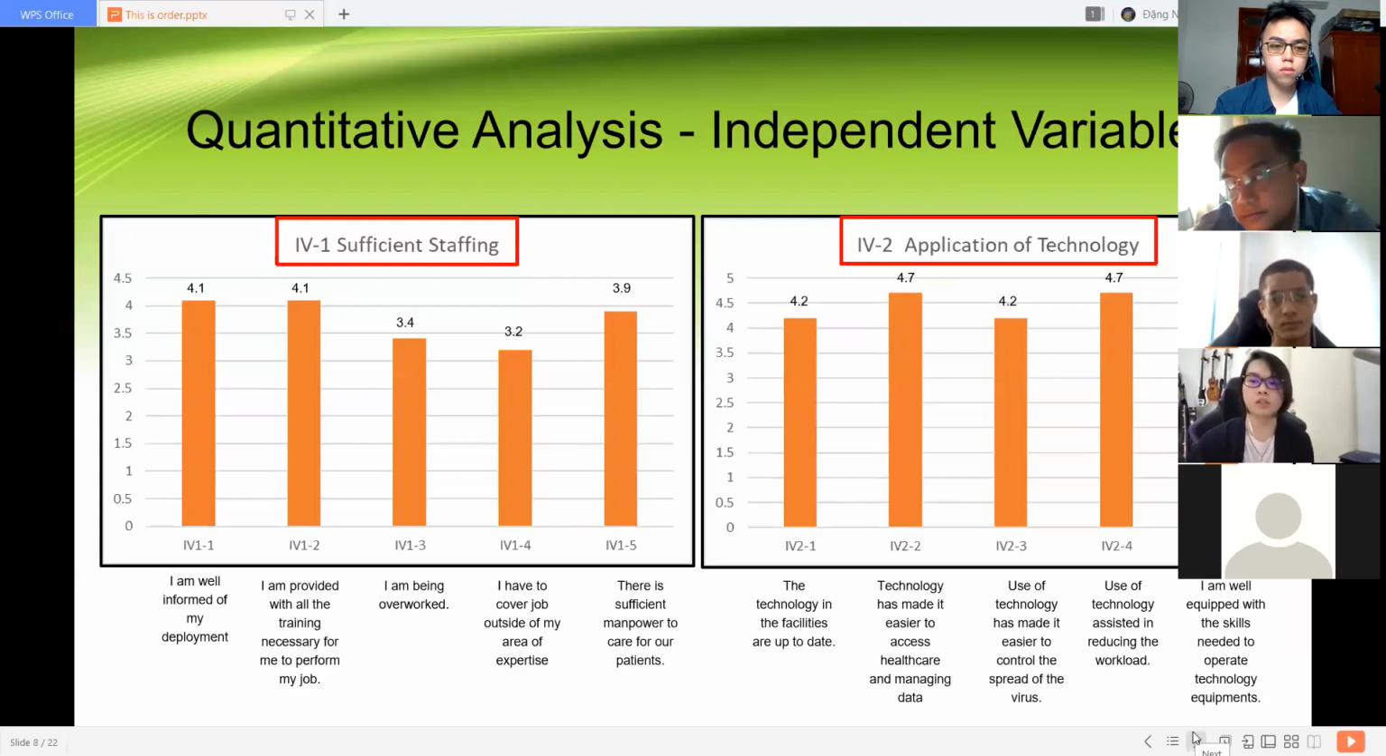Okay, these 2 tables show our mean score for IV1, sufficient staffing, and IV2, application of technology. Each of the tables shows the mean score for each question in that category. For example, for IV 1-1, we have the question, I'm well informed of my deployment. It has a mean score of 4.1. For IV 2-1, the technology in my facilities are up to date, which has a mean score of 4.2. Next slide, please.